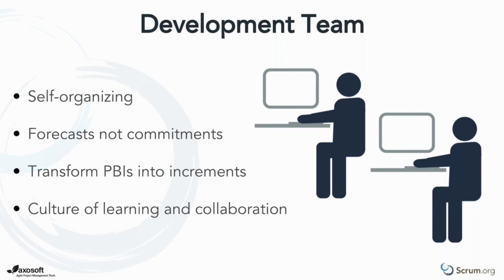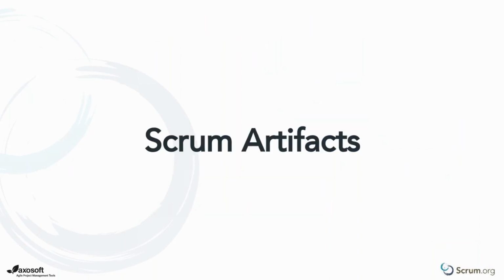They transform product backlog items into those increments that we talked about, and they're constantly learning and collaborating. They're working together as a team. And that development team's ultimately responsible for delivering the value. The product owner defines the value. The development team delivers that value in the products that they're delivering. So next are the Scrum artifacts.